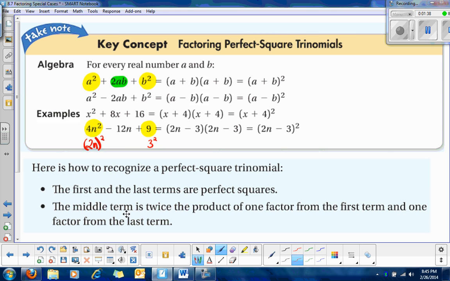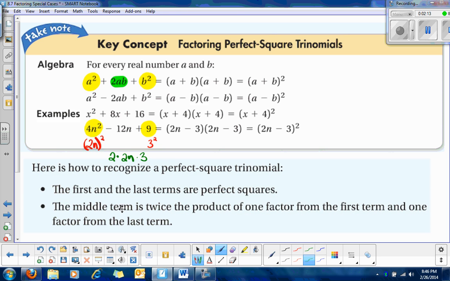The middle term is twice the product of one factor from the first term and one factor from the last term. So that just means 2ab. So here, if I take 2 times the a, which is 2n, times the b, which is 3, then that's 2 times 2 is 4, times 3 is 12n. So there's 12n.